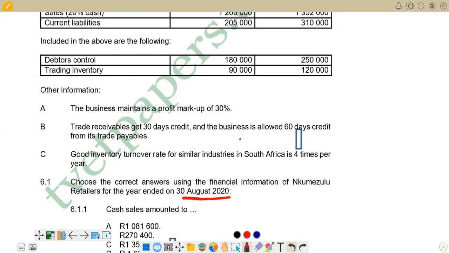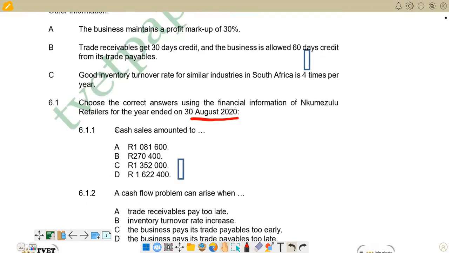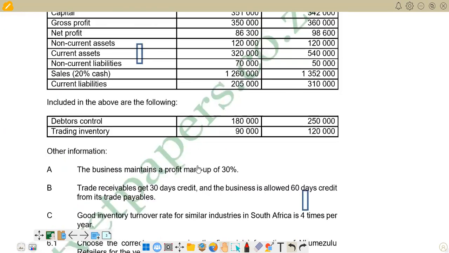So in the matter that maybe we might need to refer to the previous year, according to the formulas or the calculations, we can then refer. But we are concentrating on 2020. So this is what we have. Then on the first part of the question, that is 6.1.1, it reads cash sales amounted to. So the question is only asking about cash sales, and this cash sales, remember, is for the period of 2020. So we can go up there and try to see how can we calculate cash sales.